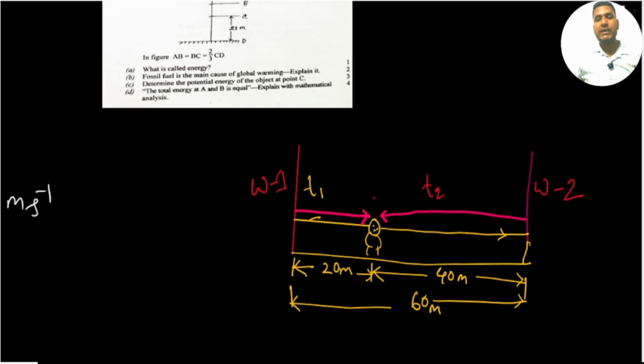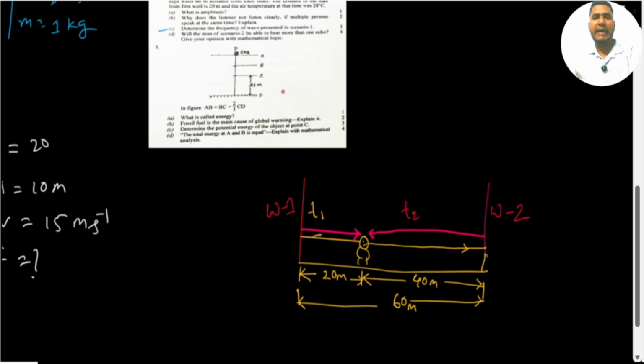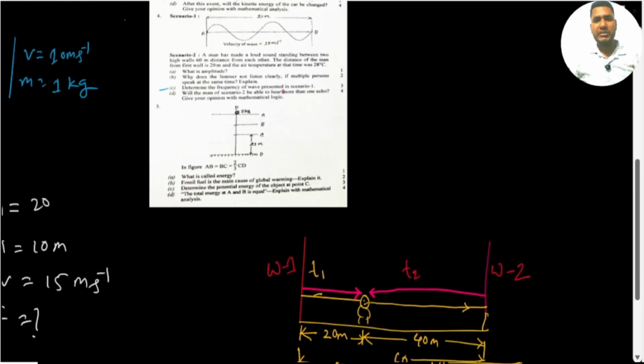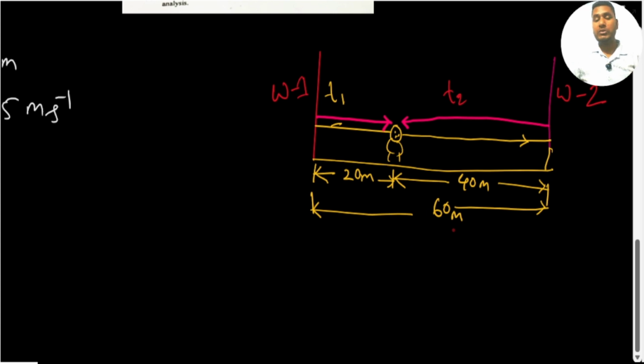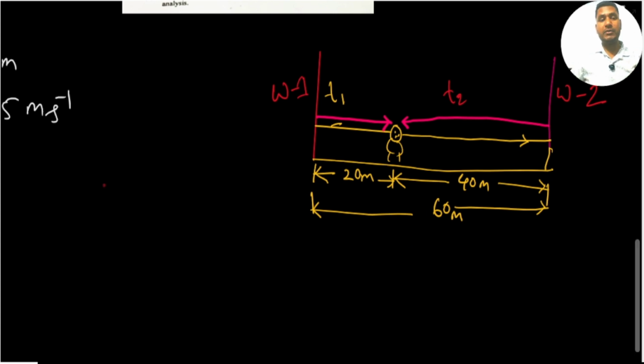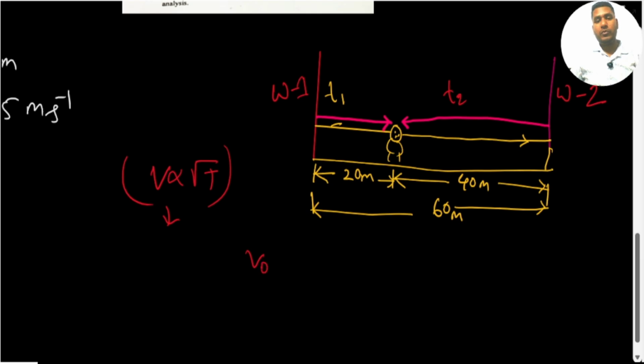So what is the velocity of sound here? That is not given, but the temperature is given. The temperature is 28 degrees Celsius. So at first you have to calculate the velocity of sound at that temperature, because the velocity of sound depends on temperature. If temperature increases, the velocity of sound also increases, and this is the formula.